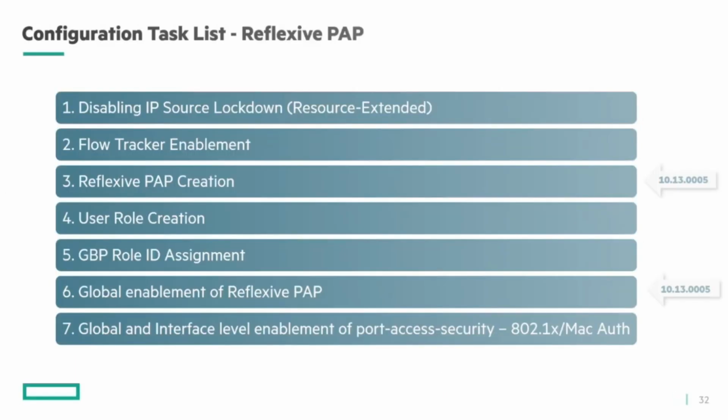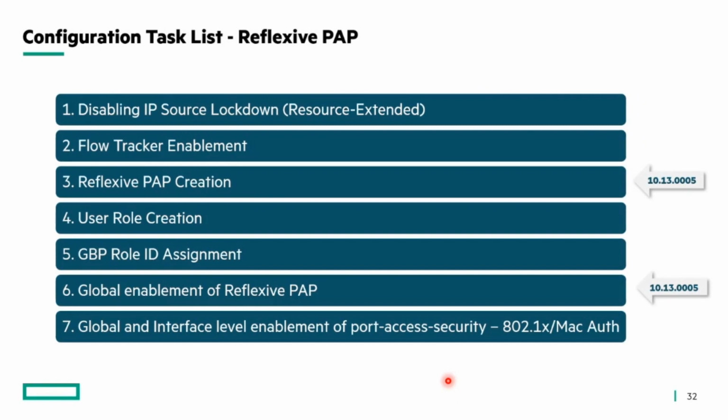So now we have come to the configuration section. Here is the configuration task list for the reflexive PAP feature first. This is a feature not enabled with one CLI. There are a lot of other features to be interacted with for this feature to work. So hence I have created a configuration task list. I'll be explaining these configurations in detail in the next section.